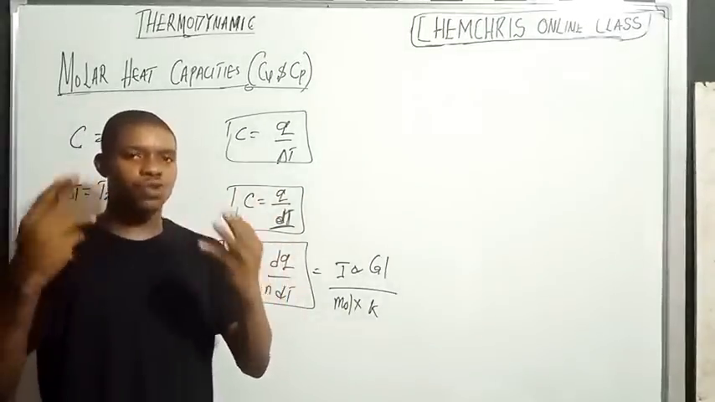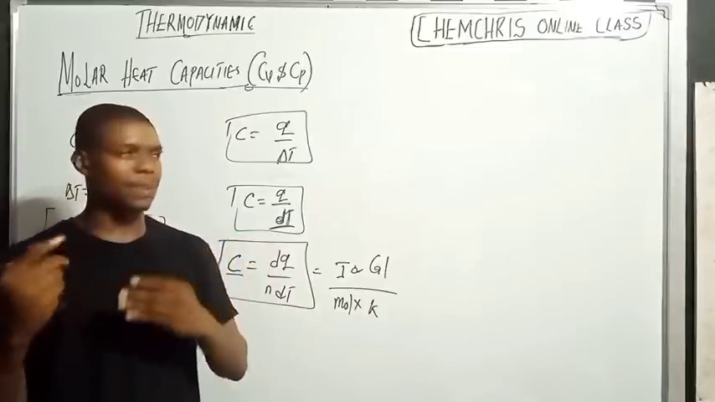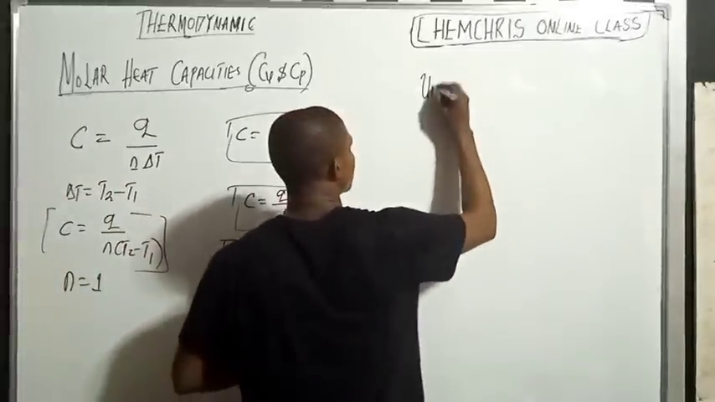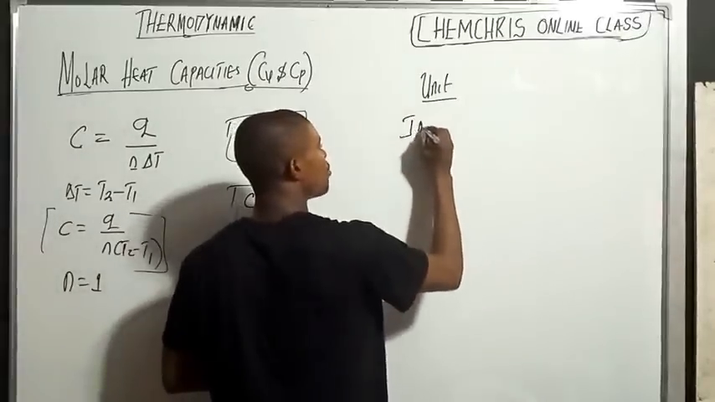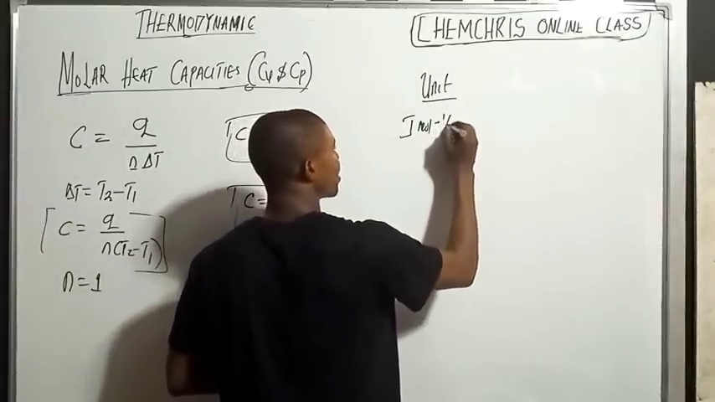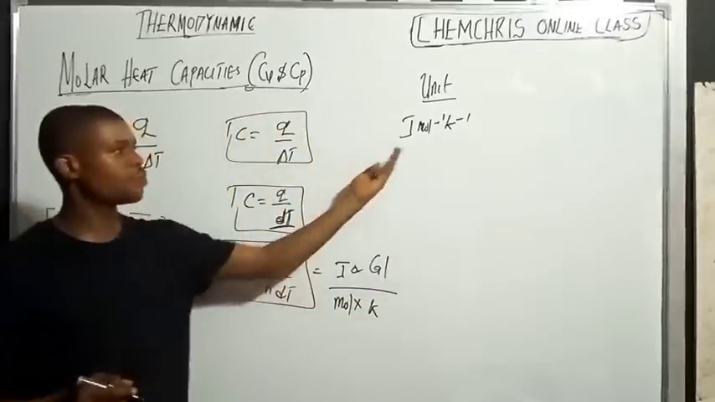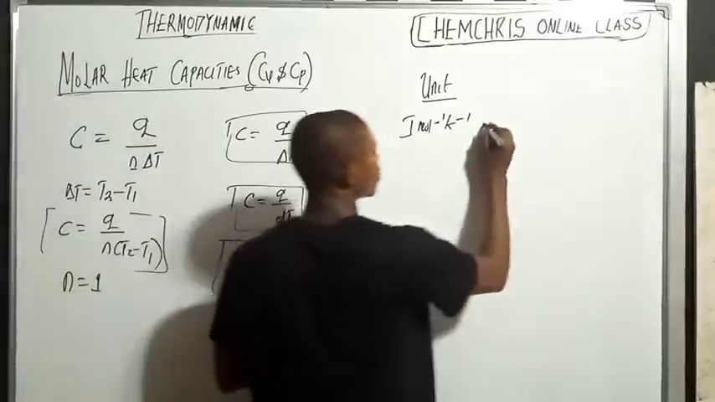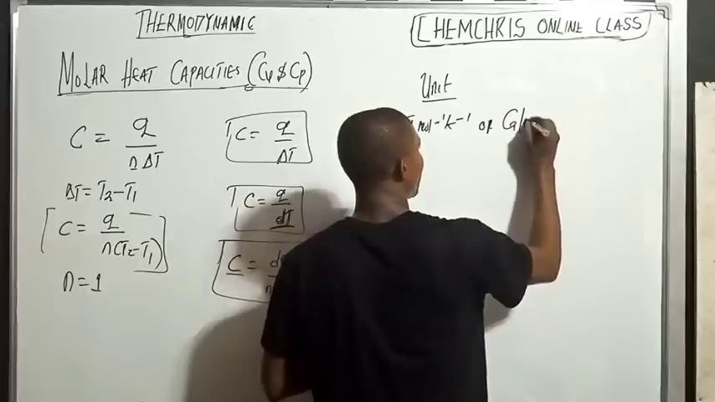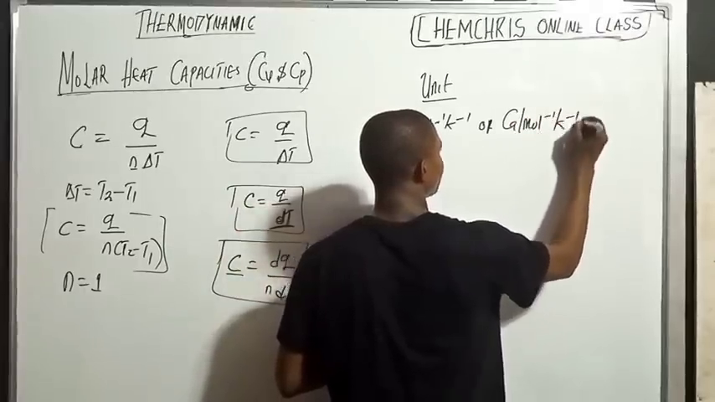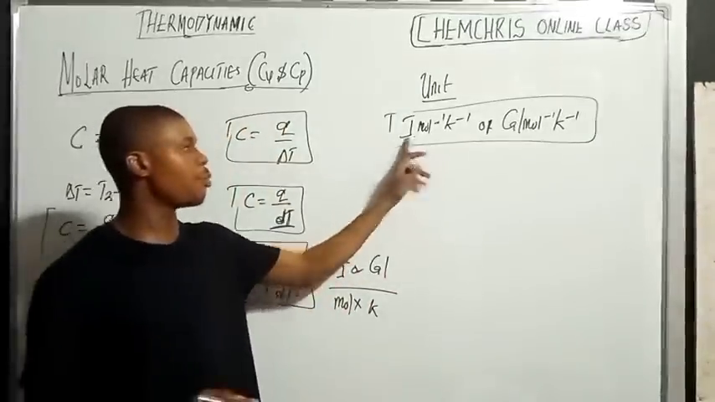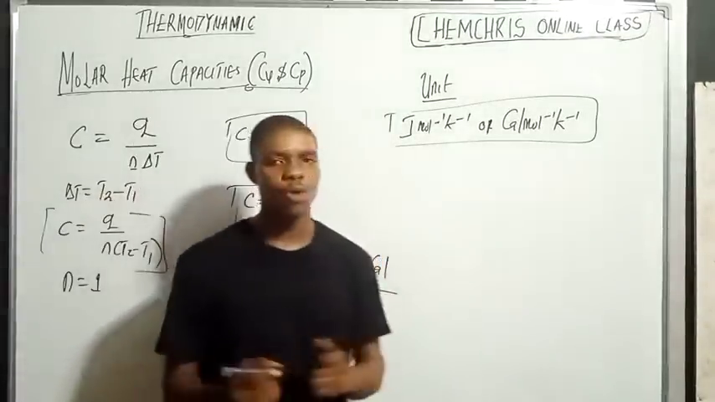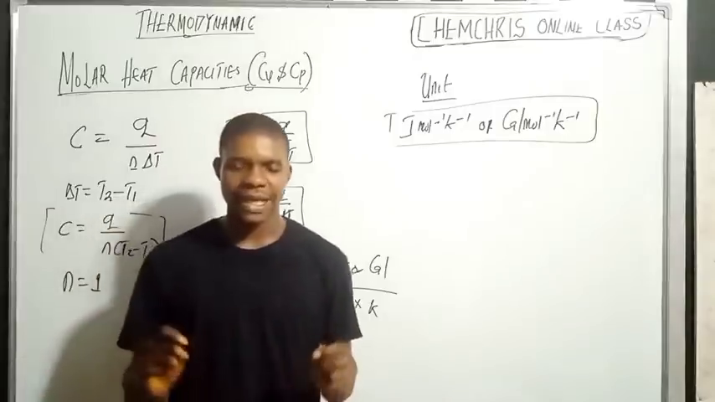So now it means that we have two units of heat capacity. Let's look at the units of heat capacity. It can either be joules per mole per Kelvin, or calories per mole per Kelvin. Please take note of this. Most times it can be in joules per mole per Kelvin, and most times it can be calories per mole per Kelvin, depending on the one given to you.